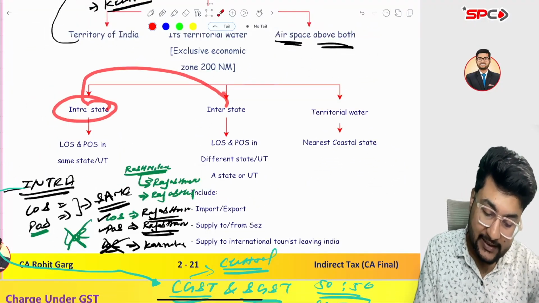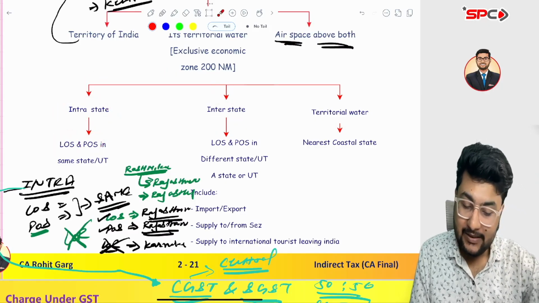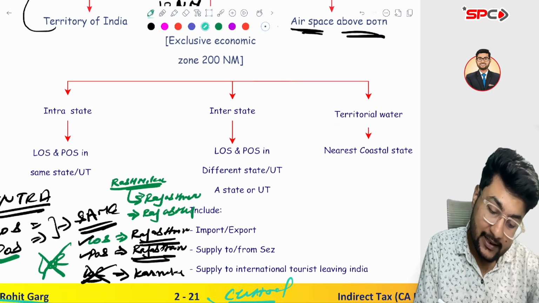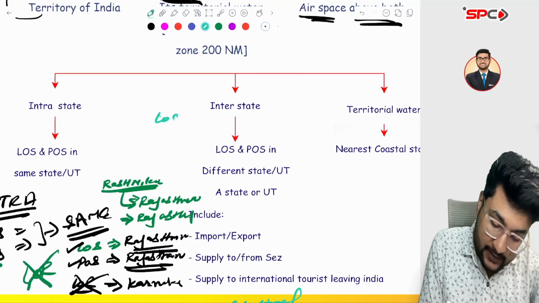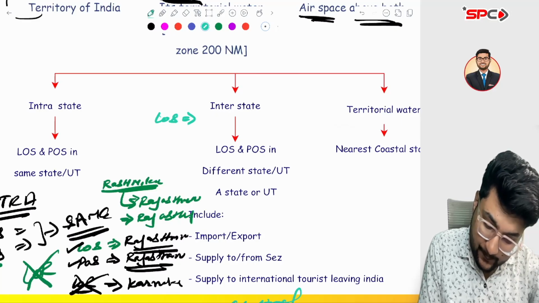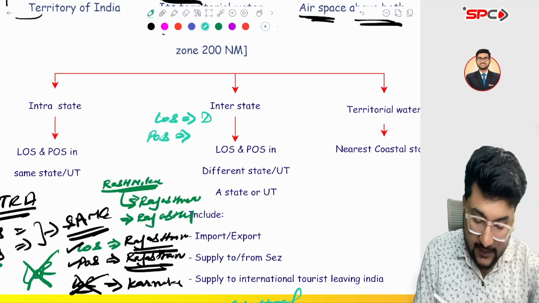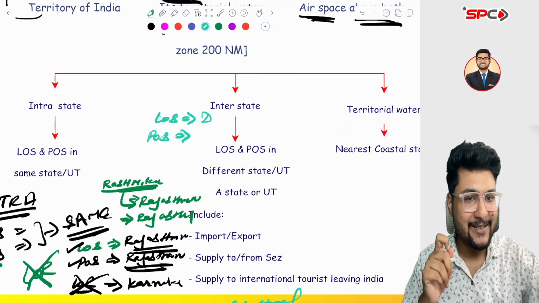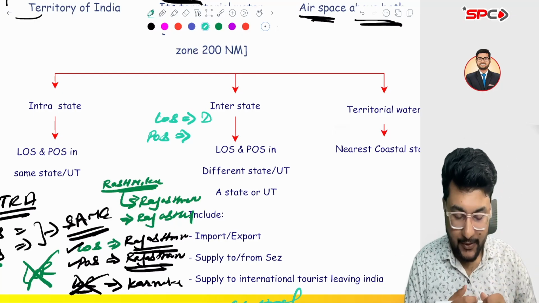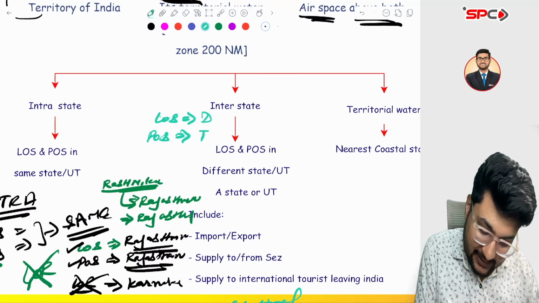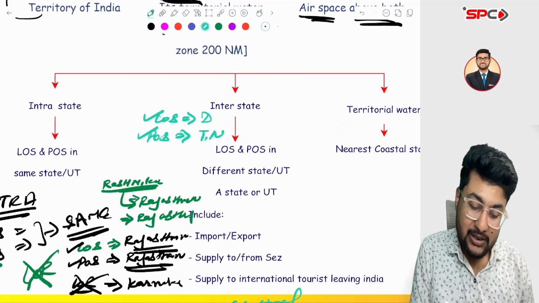The opposite of intrastate is interstate. In this, the location of supplier and place of supply are in different states. Let's take, I deliver a pizza in Tamil Nadu. I am from Delhi. So Raja, here the location of supplier is Delhi. Place of supply, remember section 10: in case of movement of goods, the destination of goods is the place of supply, right? So here the place of supply is Tamil Nadu. So the location of supplier and place of supply are in different states.